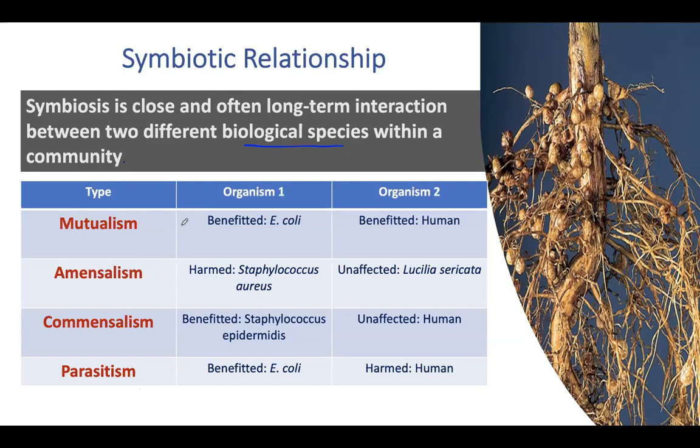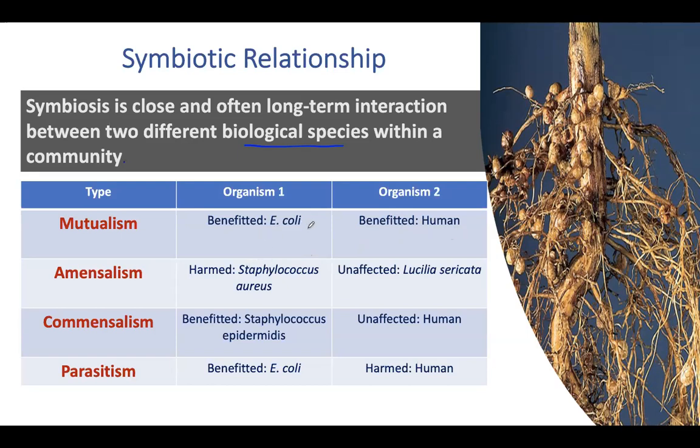There are so many different types of symbiotic relationship. Mutualism, okay. So remember, every time we are talking about a symbiotic relationship, we are talking about two different organisms. In the case of mutualism, both organisms are benefited, nobody is harmed, and nobody is inactive. Both are benefited. An example is E. coli and humans.